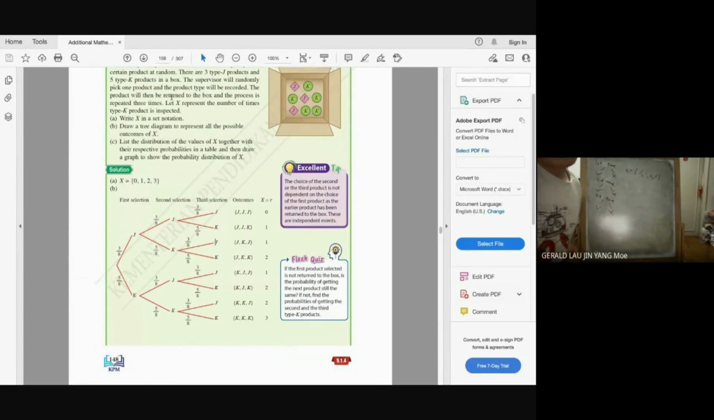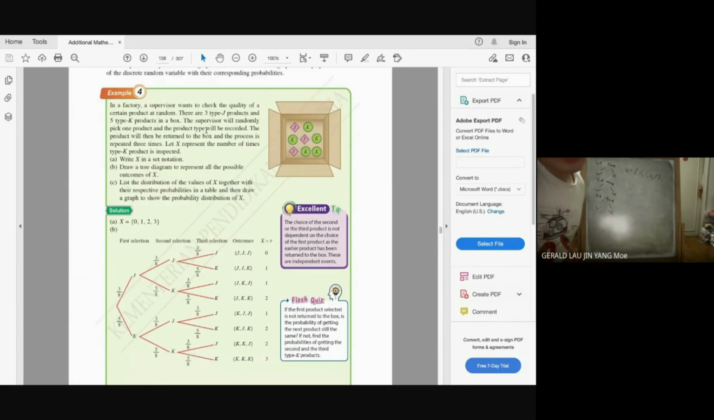So let X represent the number of times type K is inspected. So you record how many times. The supervisor will pick one product, this product will then be returned, and the process is repeated 3 times. Actually, if they say the process is repeated 3 times, that means it's actually 4 times in total, but the translation is always very bad. In this case, it's 3 times only. The process is 3 times only.